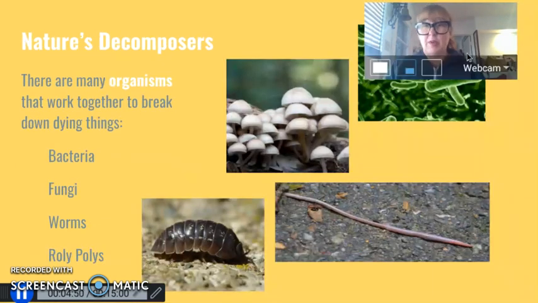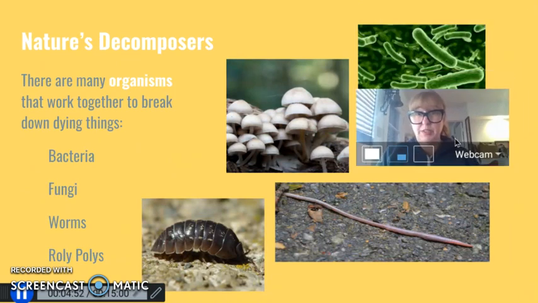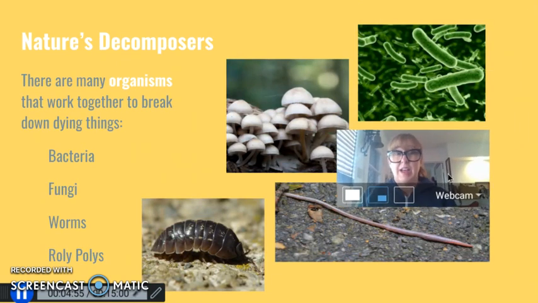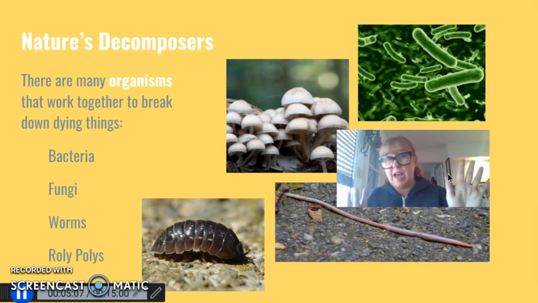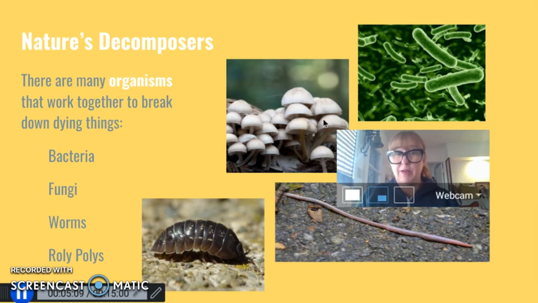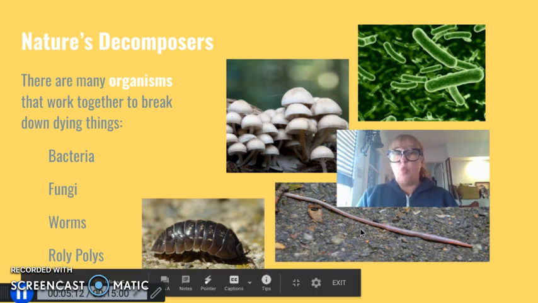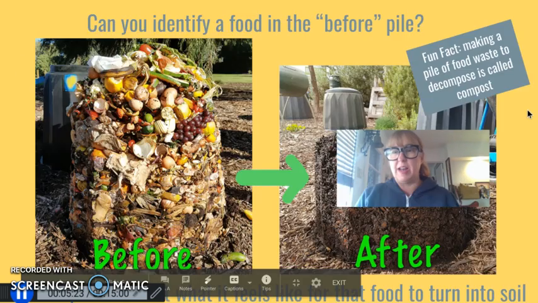Let's talk really quickly about nature's decomposers. And here goes Miss Bridget moving around the screen. Nature's decomposers. There are many organisms that work together to break down dying things, like bacteria, fungi, and I'm not talking about a fun guy, I'm talking about things like mushrooms right over here where my pointer is, worms, and I seem to recall some folks at Hudson that really, really like that worm bin, and roly-polies. Those are some of our organisms that are going to help our banana peel decompose.